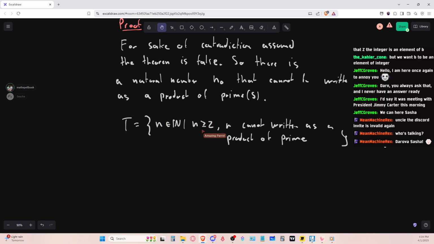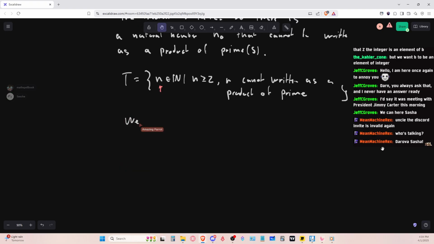Let's see. N is the natural numbers. Yeah, I believe so, because the natural numbers also include 1, but we don't have 1 in this case. Here the elements of the set are natural numbers, so of course they would be. And it cannot be written as a product of primes, so I would think we established it well as a subset of the natural numbers. Okay, so we check that T is actually contained inside of N.